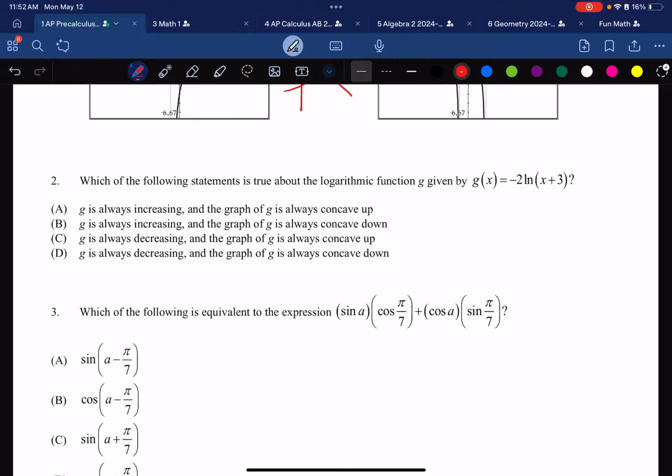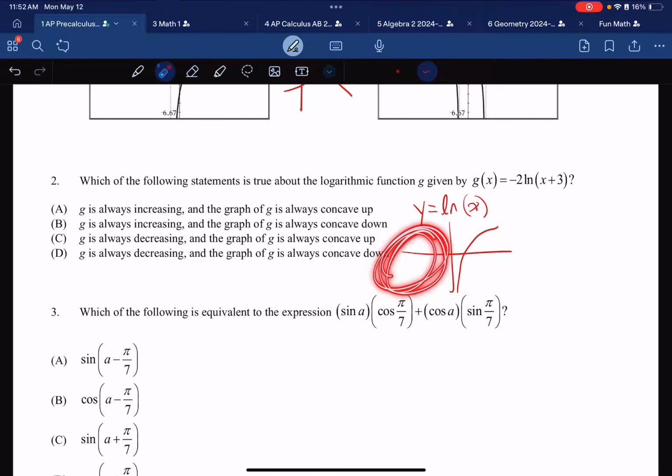Let's do number 2. Number 2, we're asked to talk about the behavior of this graph. Well, let's ignore the negative for a sec and ignore the +3. What if I just talk about y is equal to the natural log of x? The natural log of x is going to be a function that you need to have memorized in terms of its general shape. Generally, it looks like this. It has nothing over here. It's a dead man's or no man's land on the left-hand side of our graph.